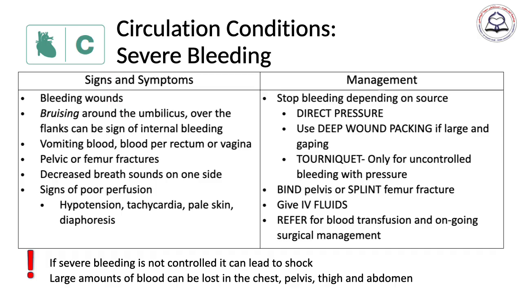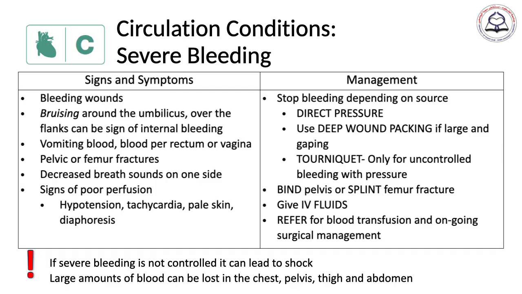You can see an external bleeding wound. You can see bruises around the umbilicus in case of internal bleeding. Some people will have hematemesis and melena. Ladies can have vaginal bleeding, and at the same time you can see pelvic or femoral fracture. Those with hemothorax have decreased breath sounds and a dull percussion note. Patient needs resuscitation and source control.